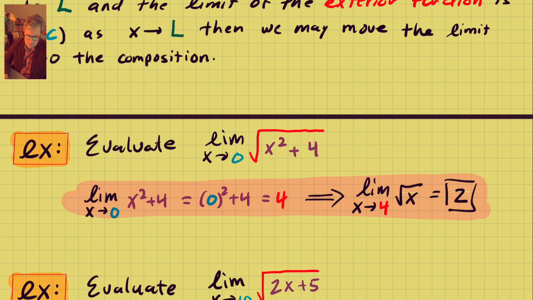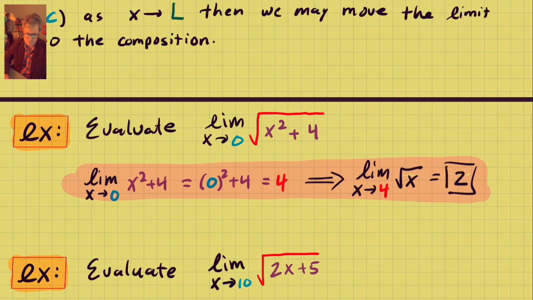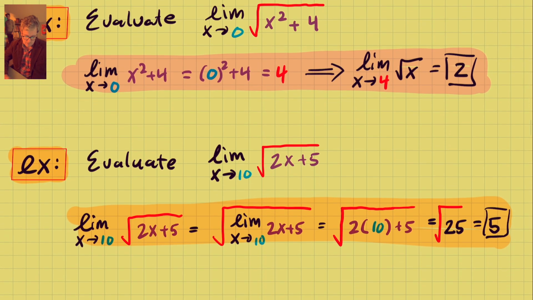Now what we can do is say, okay, then let's take that limit and use that to evaluate the exterior function, right? So the limit as x approaches 4 of the square root of x is equal to 2. So effectively what we've done is we've moved the square root outside. So we've kind of pulled it out, or I guess maybe a better way to say it is we pull the limit inside. Okay. All right, here's another example.